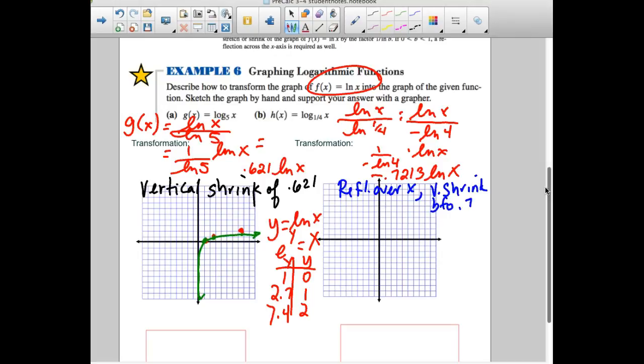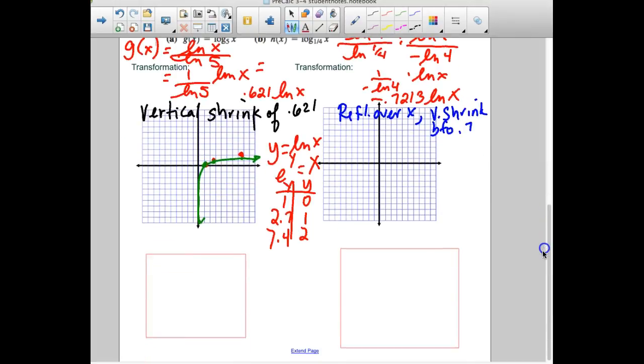So we're going to take our same points. We had 1, 0, 2.71, and 7.42. Okay. We're going to reflect them over the x-axis, and we're going to shrink them down a little bit. Does my first dot on the left change? If it was at 0 and I reflect it over x, it doesn't move. If I multiply it by something, it doesn't move. So this point is still here.